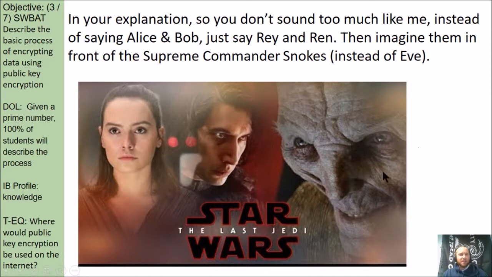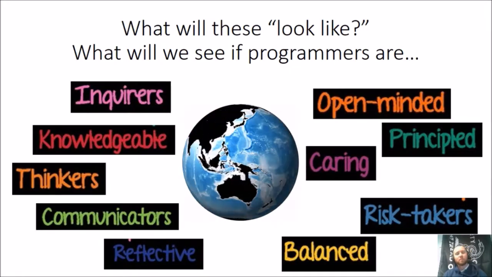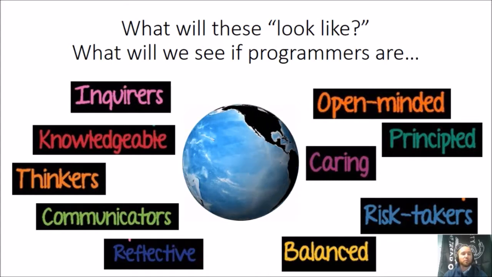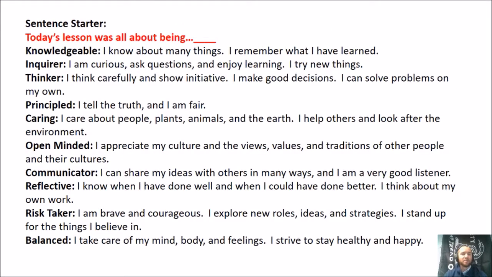Now, as we're leading up to the DOL here, I kind of wanted to prep you. Maybe instead of using Alice and Bob, you can go with Rey and Ren. And then, of course, you would have Supreme Leader Snoke instead of Eavesdropping Eve there. If you've seen the movie The Last Jedi, you'd totally understand why I'm talking about somebody like Rey and Ren needing to communicate without Snoke knowing what that communication is. Seeing how we're at the end of the lesson, you can even replace the word programmers here with cryptographers. So what will these look like when we have a cryptographer that is open-minded, a risk-taker, etc.? Think about that as you answer this question.